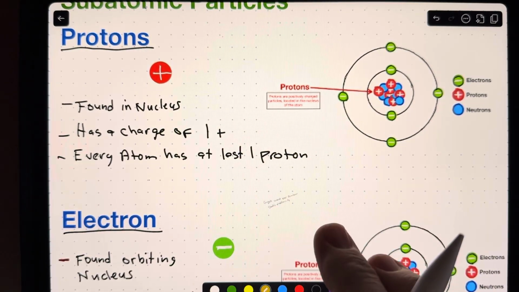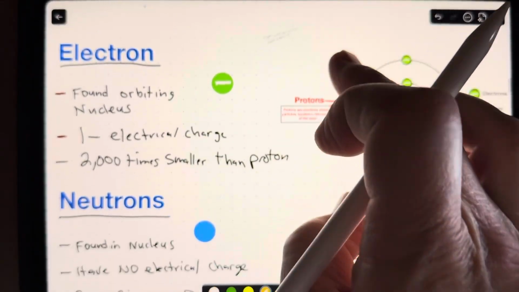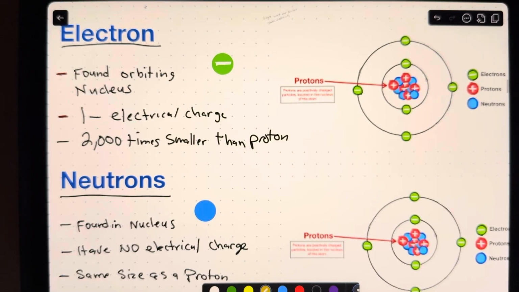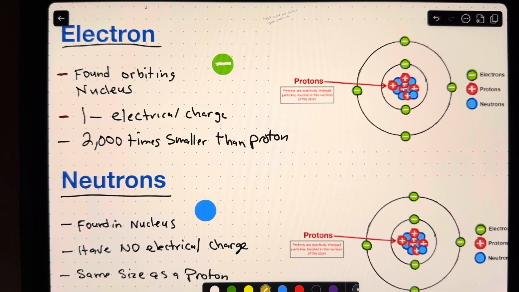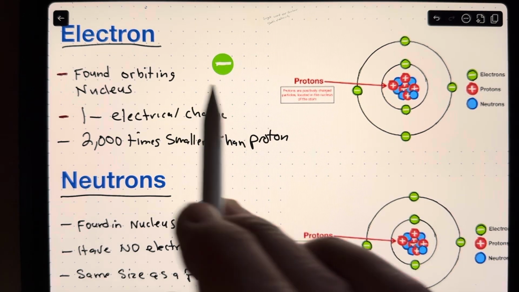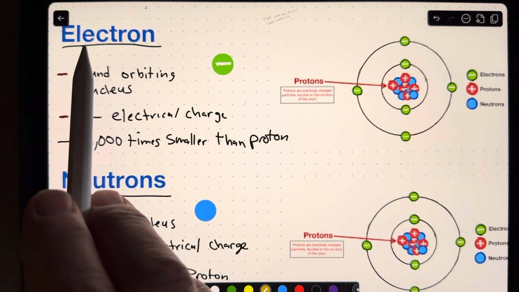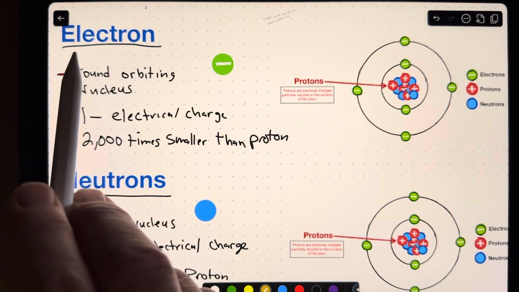Now, the next one is the electron. The word electron is a Greek word that means amber. And if you've ever seen a picture of a fossilized insect that's been stuck in amber for millions of years, that amber is something that pine trees produce, and it's notorious for generating static electricity. So you could actually rub the amber and get a static electrical charge out of it. And so they named the electron after that, okay?